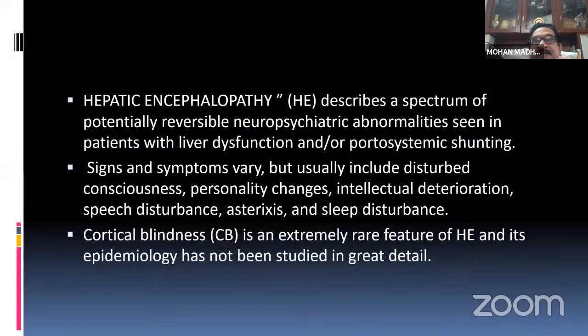This gives a spectrum of potentially reversible neuropsychiatric abnormalities seen in patients with liver dysfunction and or portosystemic shunting. Signs and symptoms vary, but usually include disturbed consciousness, personality changes, intellectual deterioration, speech disturbance, as well as sleep disturbance. Cortical blindness is an extremely rare feature of hepatic encephalopathy. In fact, I had a suspicion that this could be due to hepatic cause, because when I was in Kottayam Medical, I had seen a patient with Wernicke's aphasia and an underlying liver disease. I was very sure it was an infarct.